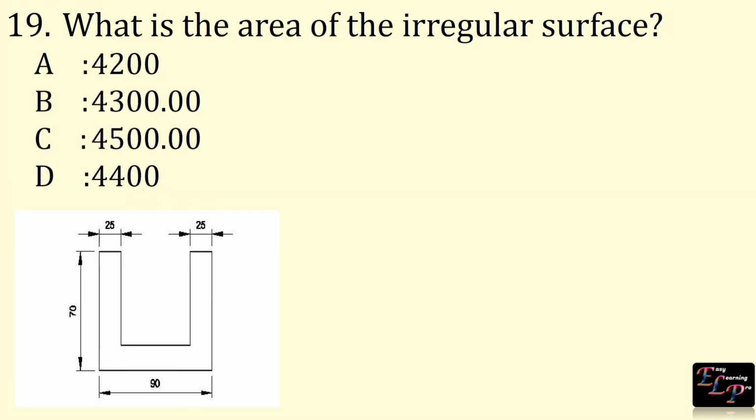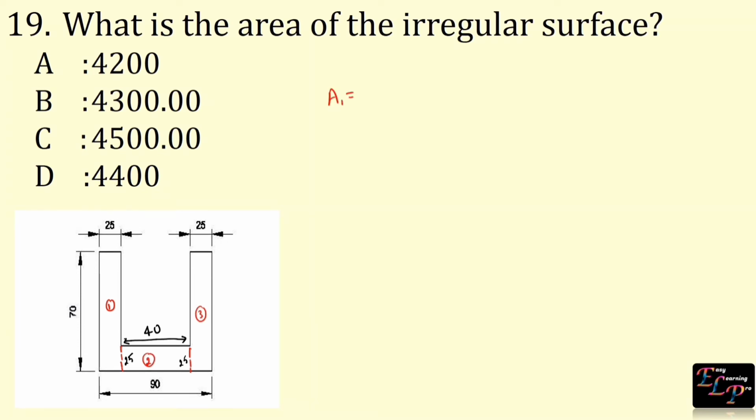What is the area of the irregular surface? Let us divide this shape. This side is 25, this side is also 25, and this side is 90 minus 50, which is equal to 40. Now we have three shapes, 1, 2 and 3.